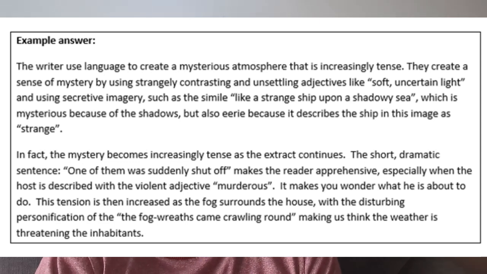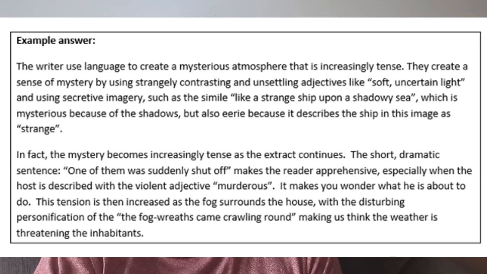We're zooming in on bits of the quotations and pulling them apart a little bit. And we're explaining the effect, what it makes us feel or what it makes us think. If we can throw in then some technical stuff as well, great. Second part of the answer, we're going to prove our tension. We've already proved the mystery. Let's prove the tension. In fact, the mystery becomes increasingly tense as the extract continues.